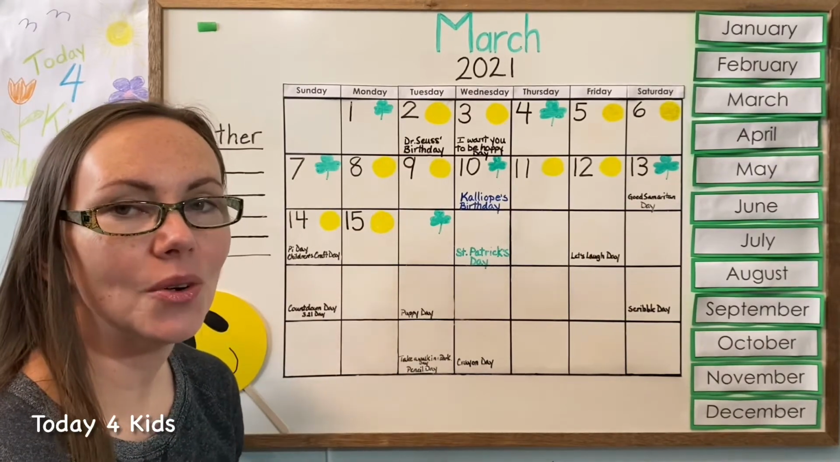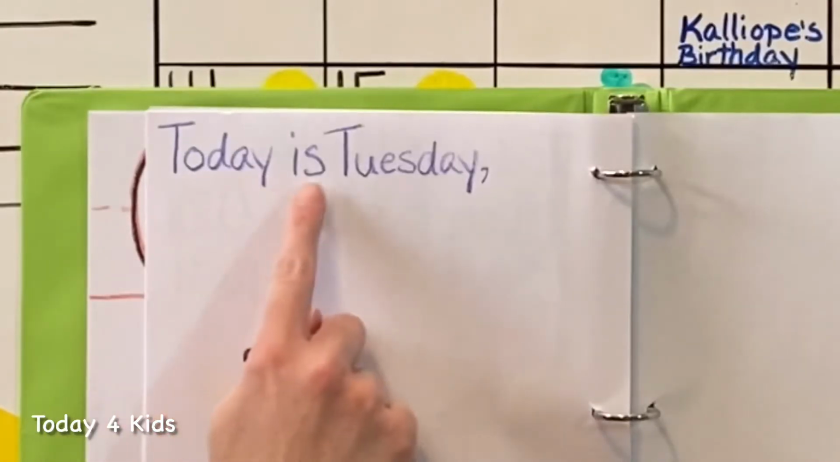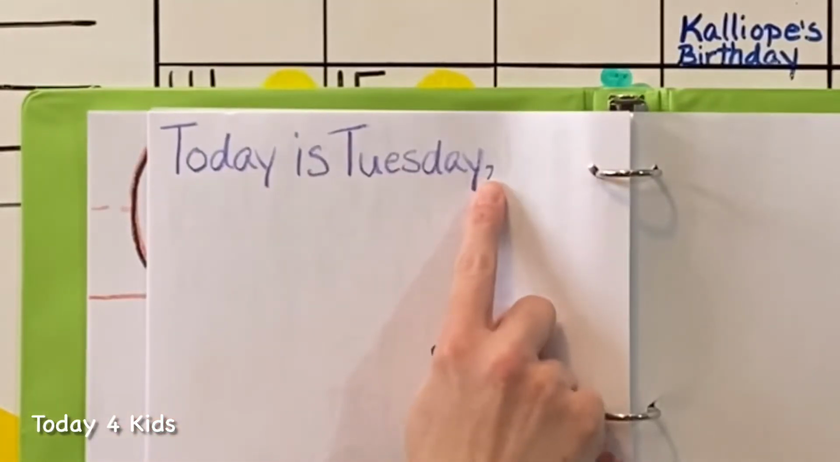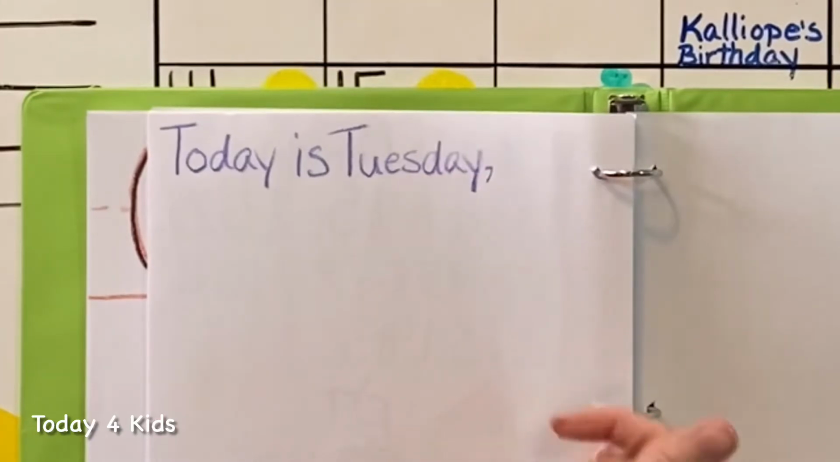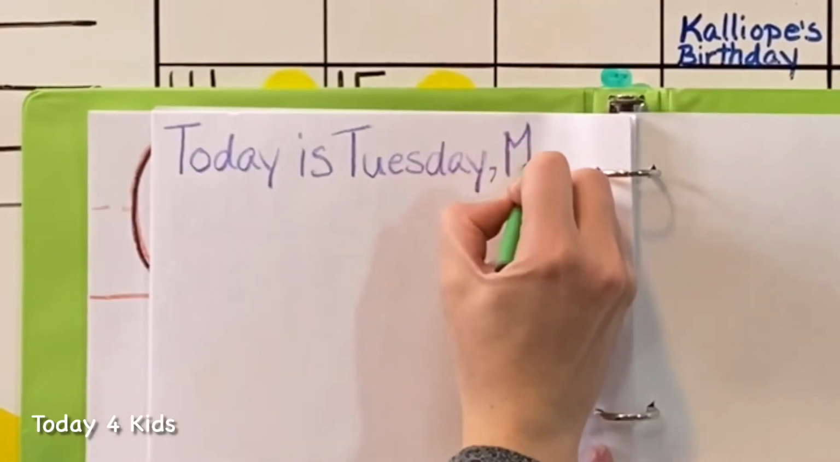Excellent. Thank you. Let's put March into the sentence in our agenda. Today is Tuesday, comma. I wonder if I can fit March in there. Let's see. We'll try it out. Capital M because it's the name of our month.